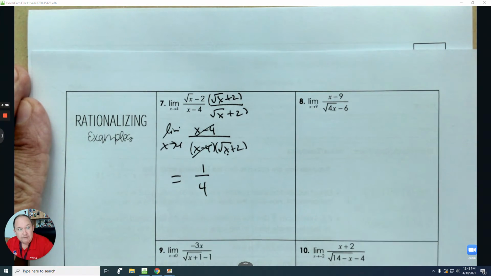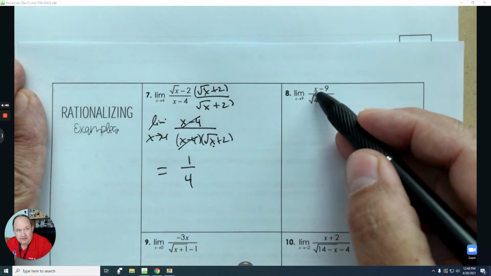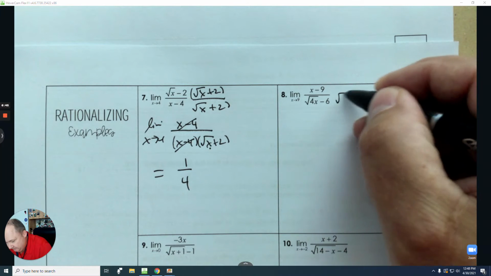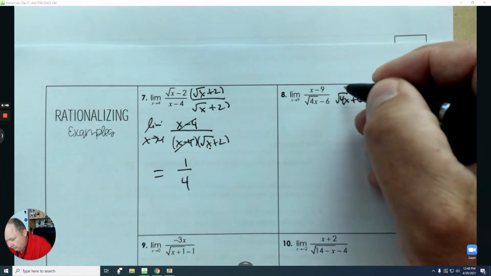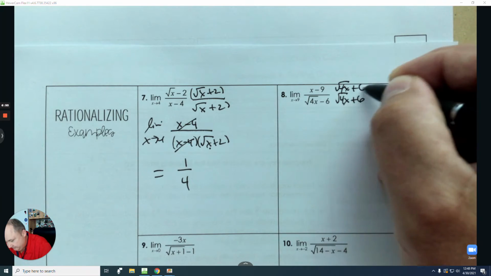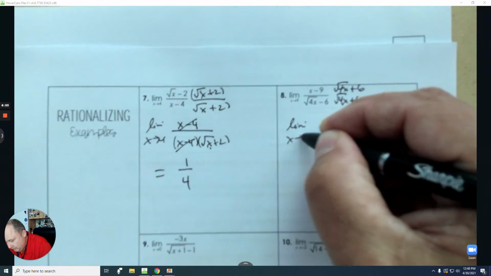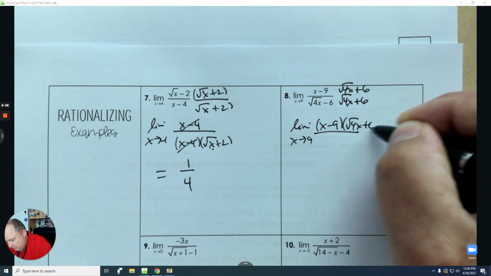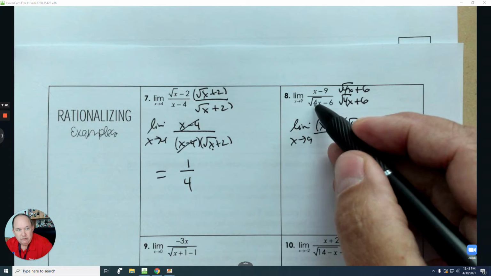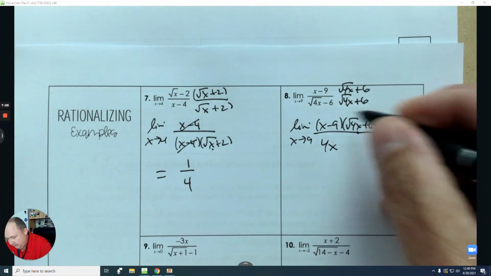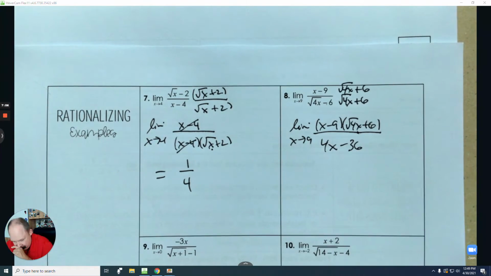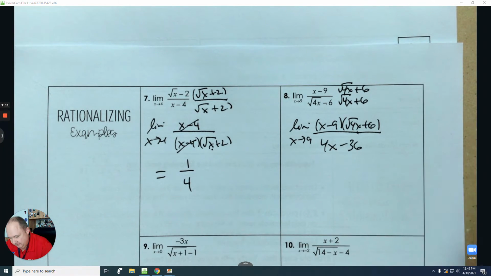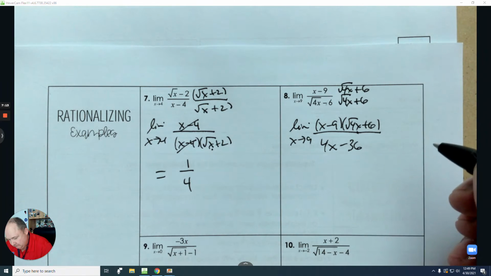1/4. Number 8, 9 is, if you simplify it, is indeterminate. So I'm going to use the conjugate. That's root 4x plus 6. In the numerator, I'm just going to put them beside each other. In the denominator, it's just first times first, which is 4x, and then last times last, which is negative 36. Plug 9 in. Well, actually, I can factor out a 4 here.